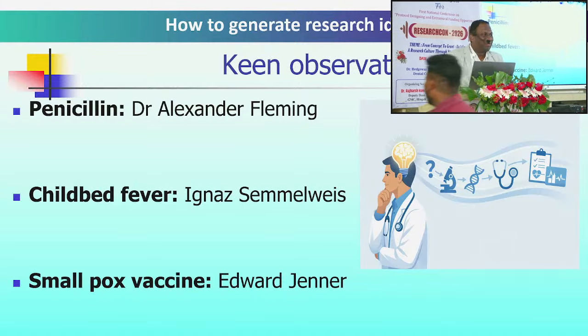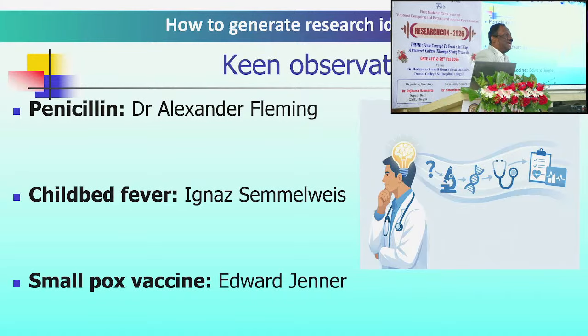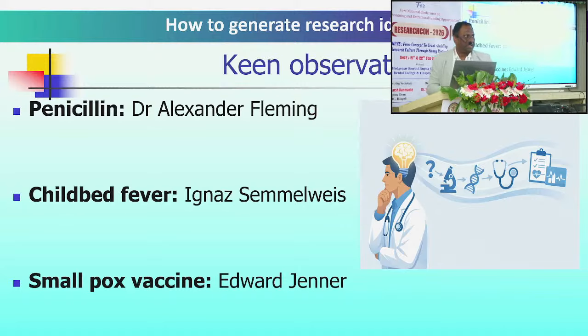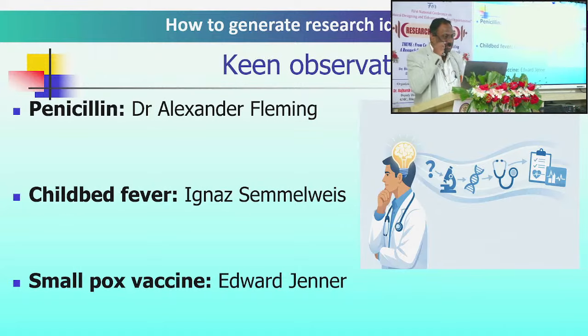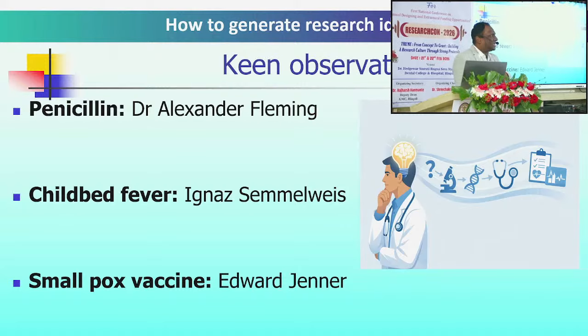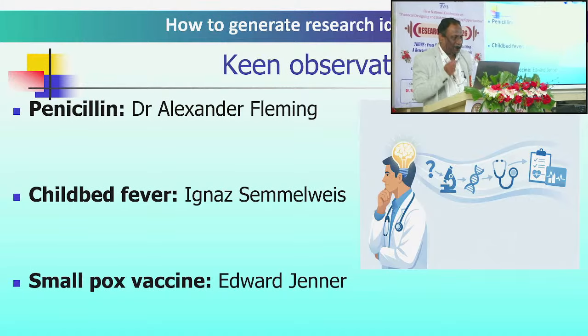Then he thought, why is it happening? Then he identified the doctors were coming directly from autopsy and handling the patients. And before the identification of the germ theory, he proposed that they wash their hands, which reduced the maternal mortality in the wards. So that's why he is called the savior of mothers. So just keen observation led to the identification of the cause of maternal mortality.